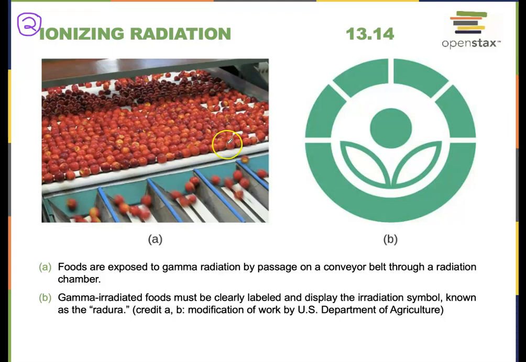So how can we irradiate, how can we, for example, kill microbes on strawberries? I don't know what these are, I'm not sure, tomatoes? But anyways, foods that are exposed to gamma radiation move through a conveyor belt, and it's gamma. Okay, so gamma irradiated foods must be clearly labeled, and this is the symbol for gamma irradiated foods. This is known as the Radura.